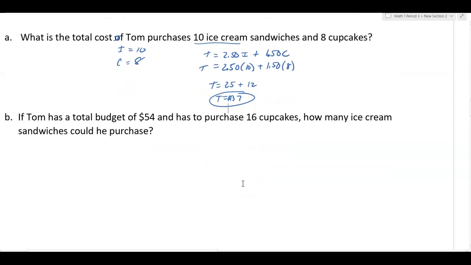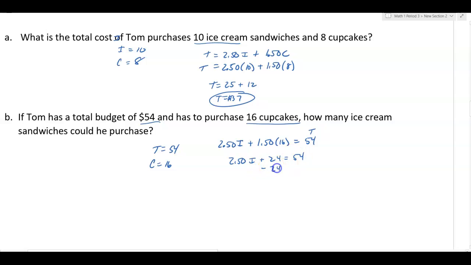However, the next one says he has a budget of $54 and has to purchase 16 cupcakes. So you know the total cost is $54. You know the number of cupcakes is 16. So if I plug what I know into the formula, 2.50 times I, which I don't know, plus 1.50 times 16 equals $54, what he had to spend. That's your T. So 2.50I plus 16 times $1.50, which is $24, equals 54.